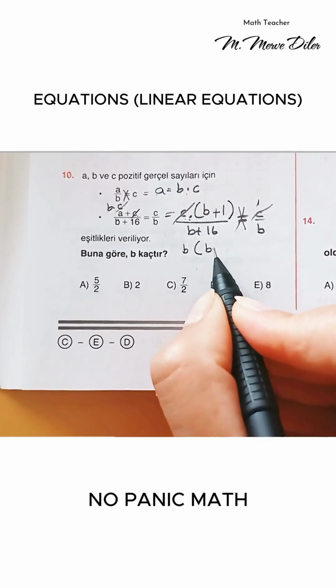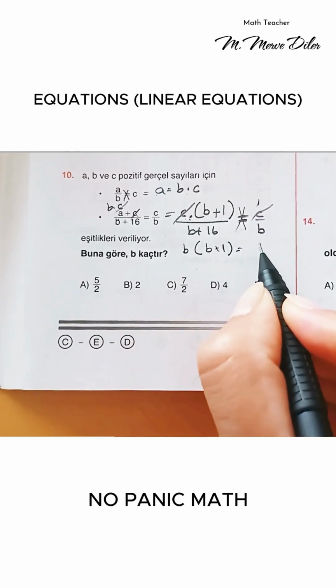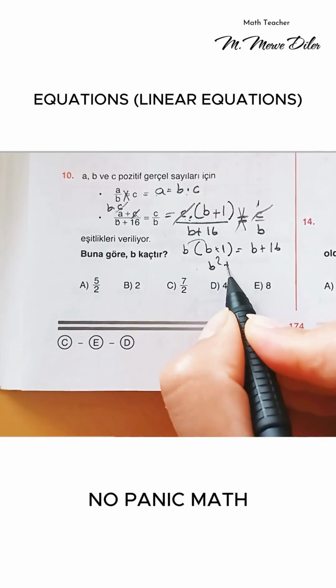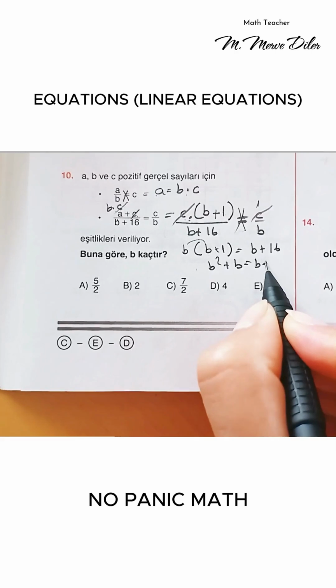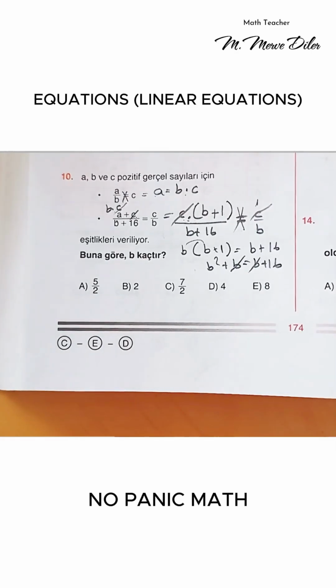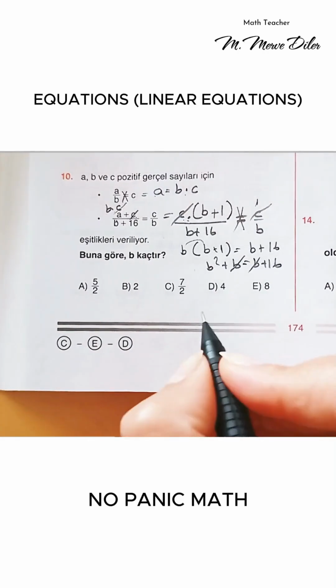In parentheses, b times b plus 1 equals, and from here, we'll get b plus 16. If you distribute this b, you'll get b squared plus b equals b plus 16, friends. Look, these b's also cancel each other out. So, it becomes 0. There's no b left in the middle here.